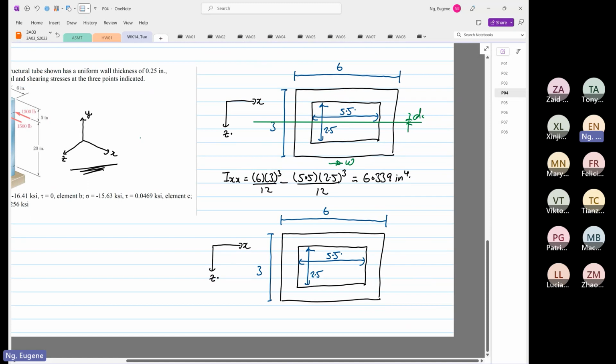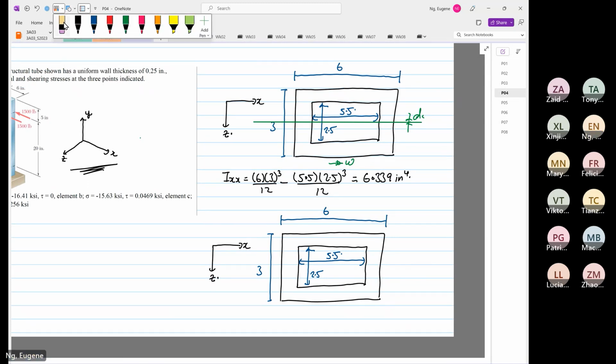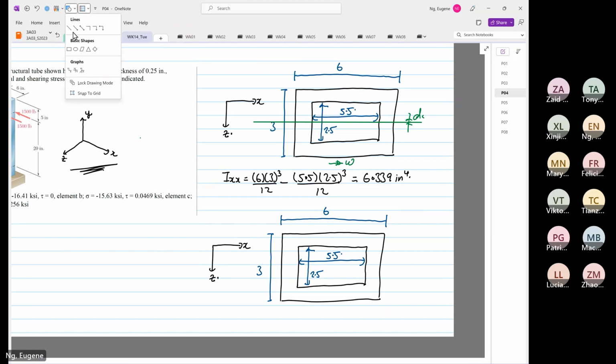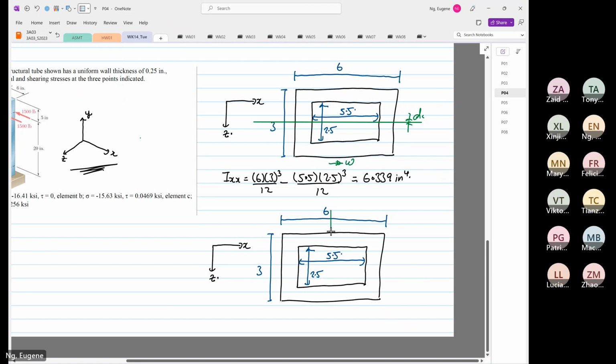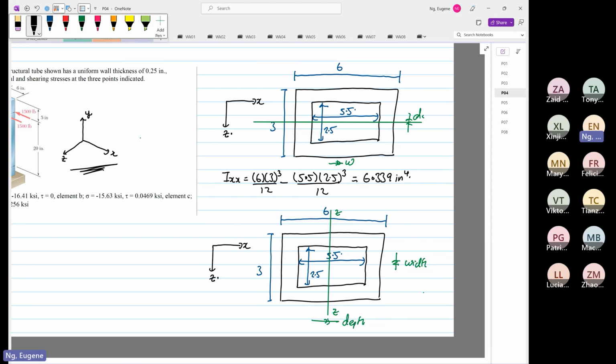So now the axis of interest. This is the axis, right? This is our ZZ. So this geometry will be our width. This geometry will be our depth. Okay. So now it changes. So now IZZ.